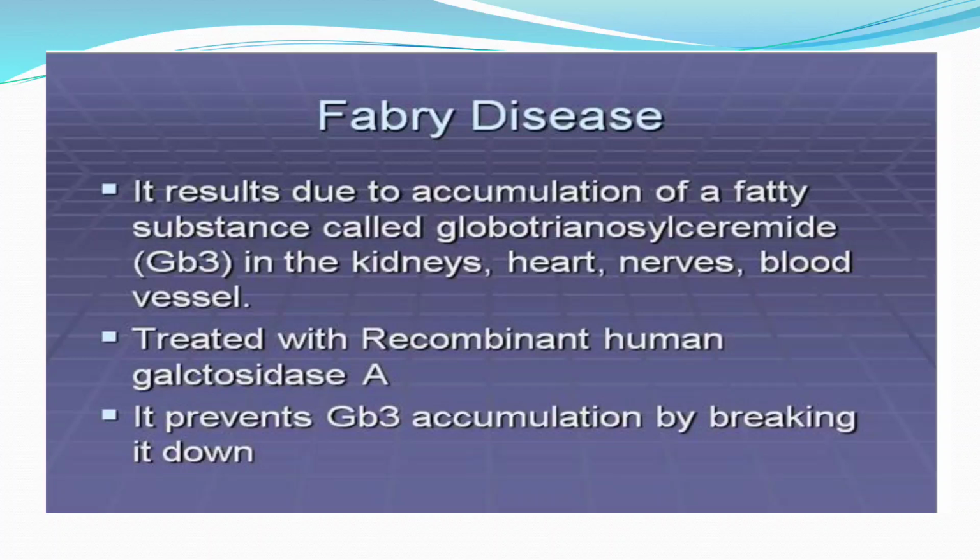Okay, so there is an accumulation of fatty substances that occurs in Fabry disease, and Fabry disease is treated with one pharmaceutical enzyme called recombinant human galactosidase A. When recombinant human galactosidase A is injected, it prevents the Gb3 accumulation by breaking it down. So galactosidase A prevents the accumulation of Gb3 in the kidney.